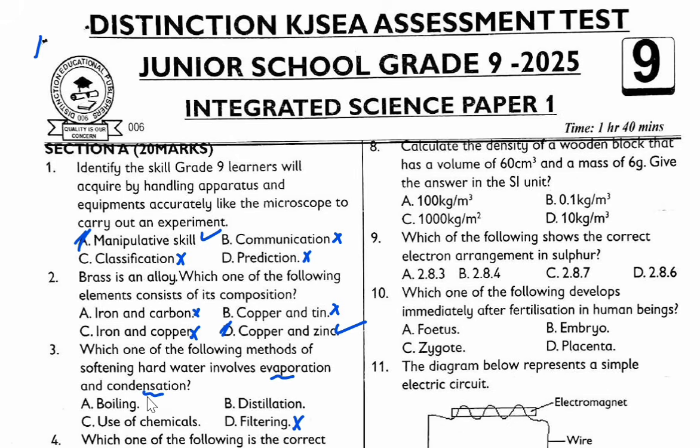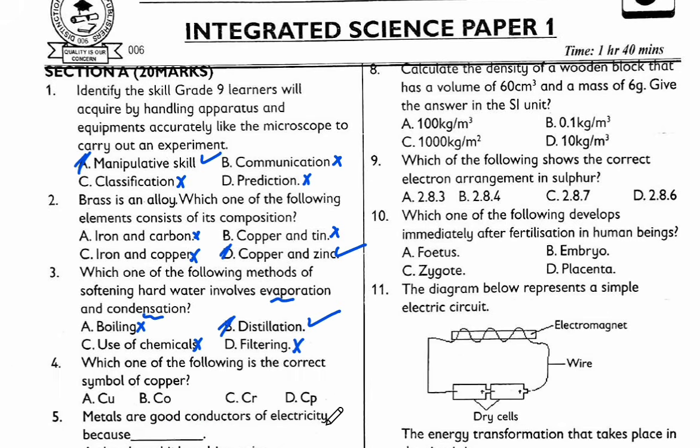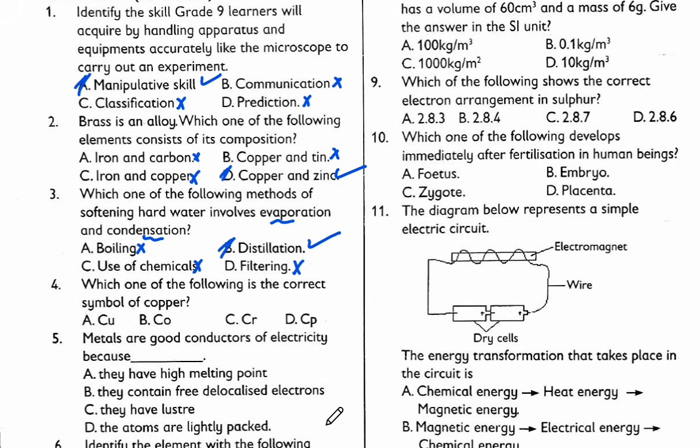What about boiling? Boiling involves only evaporation. Therefore, that one is not true. Also, use of chemicals like washing soda does not involve things like evaporation, and therefore this one is not true. And therefore, the correct option is B. So distillation involves both evaporation and condensation. Therefore, that is the answer. Continue to question number 4.